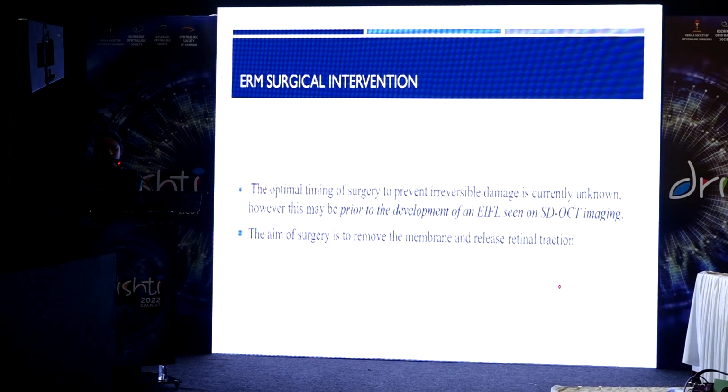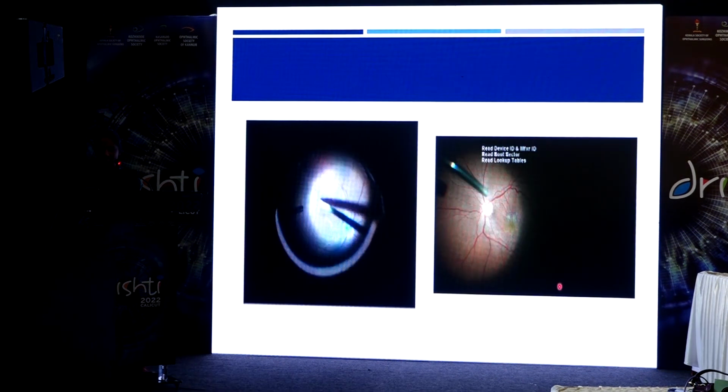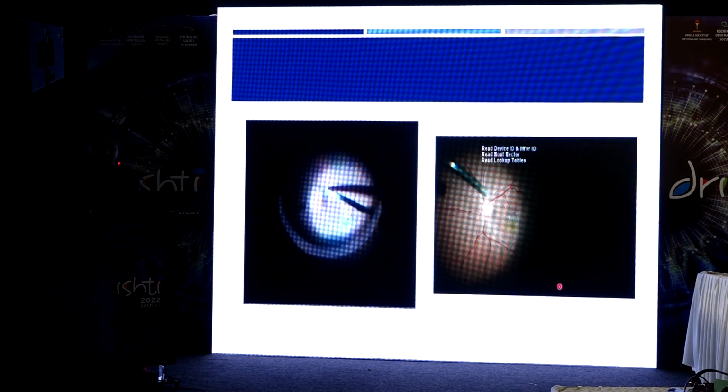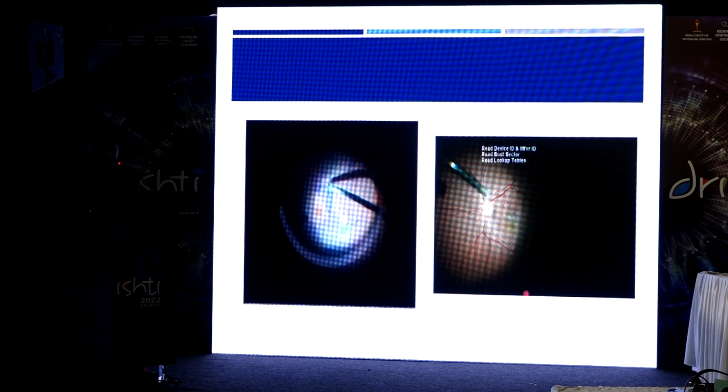So in ERM, the optimal timing of surgery is still a debatable topic. The optimal timing to prevent irreversible damage is currently unknown. However, this may be prior to the development of an ectopic inner foveal layer seen on OCT. So the aim of the surgery is to remove the membrane and release the retinal traction. Standard pars plana vitrectomy is the procedure of choice. The degree of vitreous clearance is surgeon dependent.